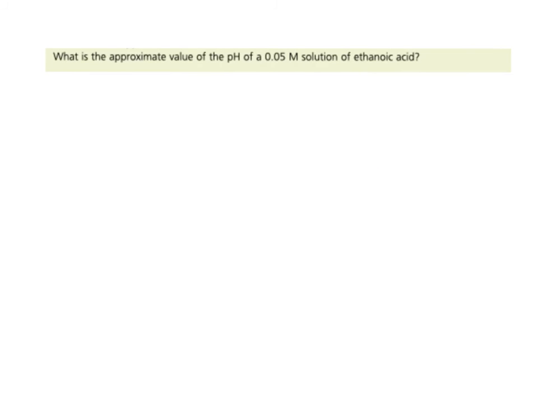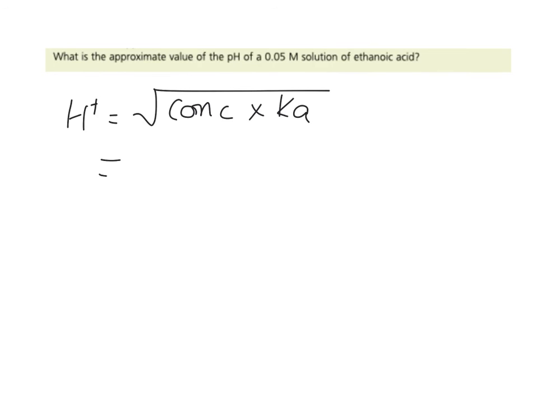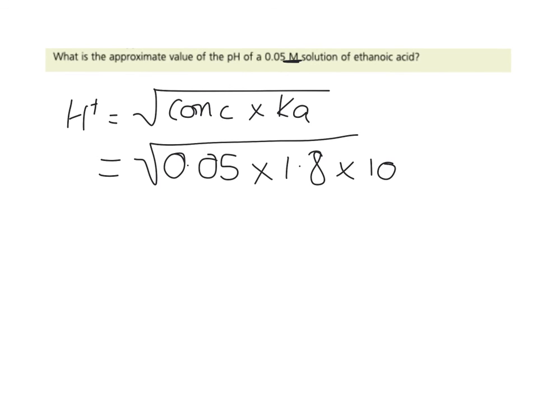Final question then, guys, is asking you to calculate the approximate value of pH of a 0.05 molar solution of ethanoic acid. So we're going to use our value for Ka from the previous question. To calculate our H plus ion concentration, we use our formula: square root of our concentration, which needs to be moles per litre, multiplied by our Ka. Our concentration is given to us in the question, in moles per litre because it's given as a capital M. Multiplied by my Ka, which I worked out in the last part of the question, so it's 1.8 by 10 to the minus 5.